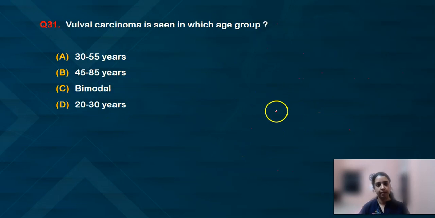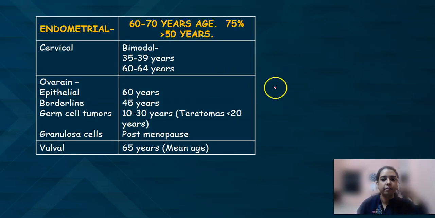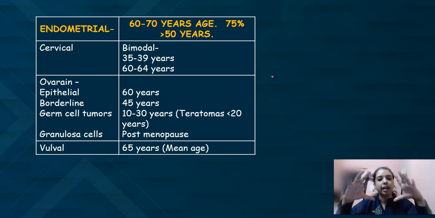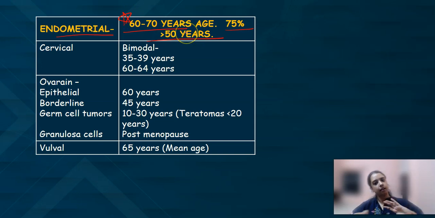Okay. Vulval carcinoma is seen in which age group? Okay, very good question. Now, please take a pic of this slide if you can, because I have collected all the cancers with their respective age group. So endometrial cancer is seen at 60 to 70 years. Okay, majority of cancers are seen at more than 50 years. So average age is 60 to 70 years, and majority of cancers occur in women who are over 50.